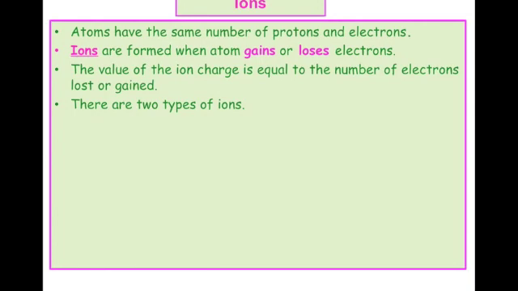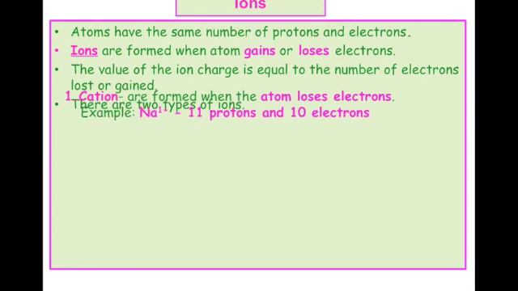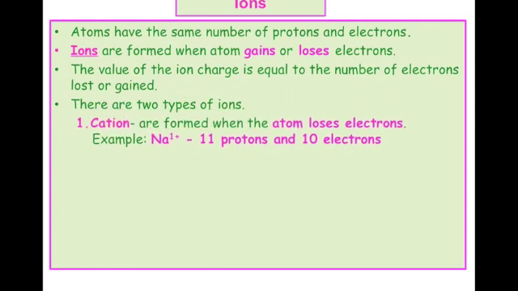So there are two types of ions. Cations are the first type that we'll look at. A cation is formed when your atom loses electrons. The example illustrated is the sodium ion, which has a 1+ charge.